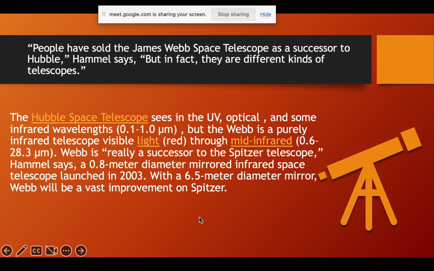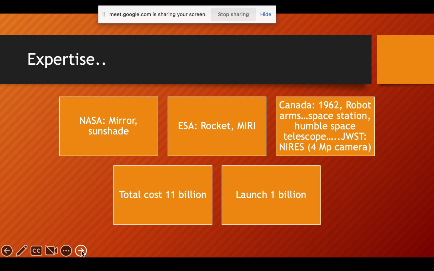Now, often people say that James Webb is a successor to Hubble, but in principle it is not, because the Hubble Space Telescope is an optical telescope. It looks a little bit in the ultraviolet, a little bit in the near infrared, but the James Webb is a purely infrared telescope. It does not look in the optical, and therefore the James Webb in principle is a successor, probably more to Spitzer, which we spoke about, rather than to the Hubble Space Telescope.